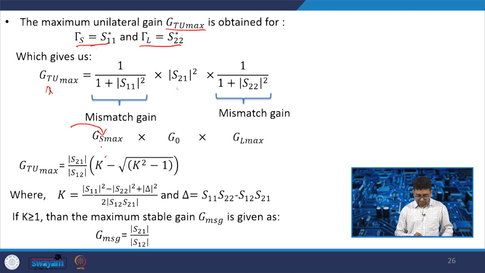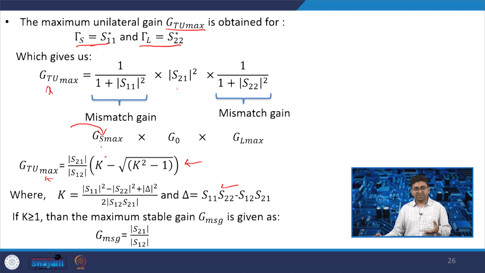that is k equals S11 square minus S22 square plus delta square by 2 into S12 S21, and this is delta, you can write GTU max in terms of the stability parameter k as well. And what is the requirement to get stability? It is k greater than or equal to 1.